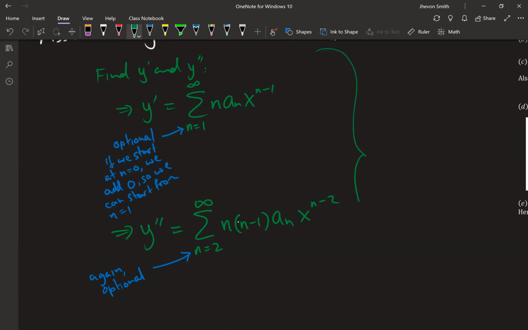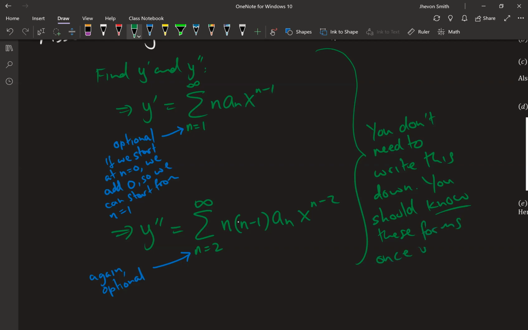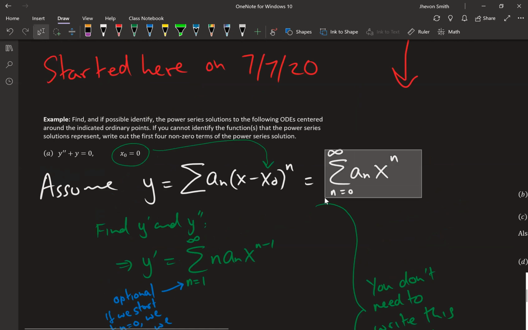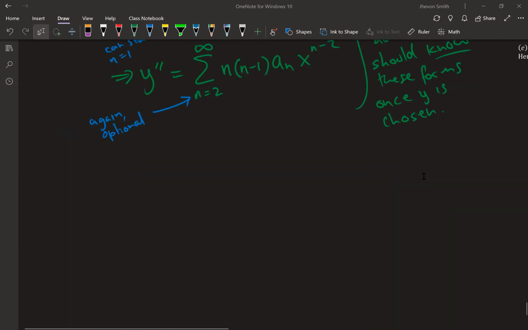Now, in general, you don't need to write this down. It's something that you would just know what these forms are. Once you assume your y looks like some sort of power series, differentiating that power series should be no problem. You can do it on the fly. You don't need an extra pair of lines to actually write it down saying that I'm doing the derivatives and this is what they are. Now what you want to do is plug into the ODE.